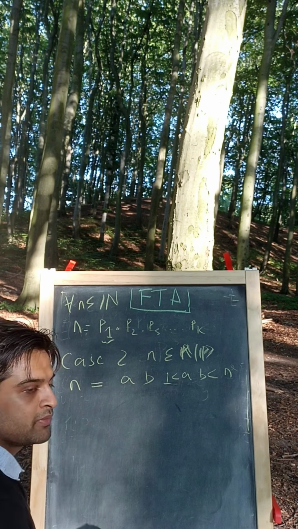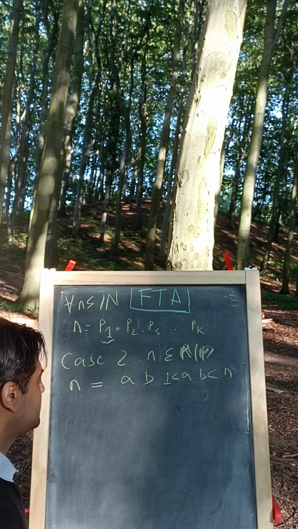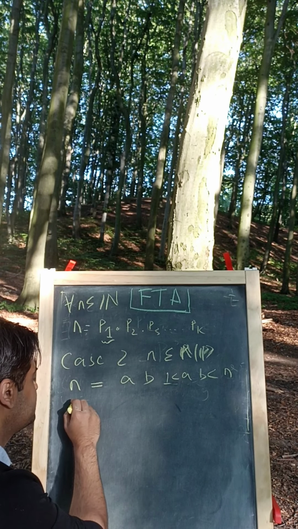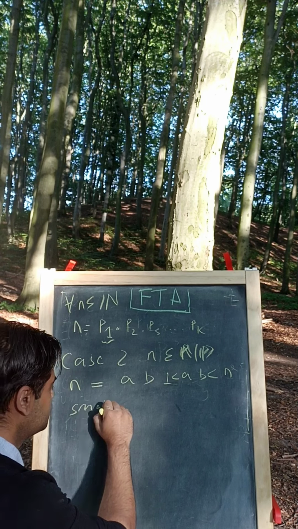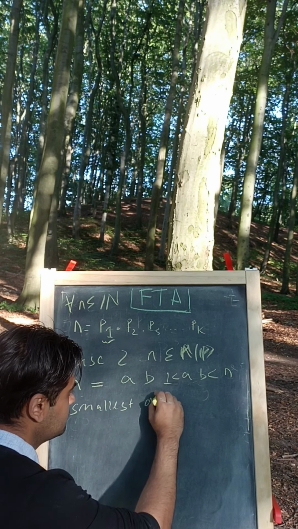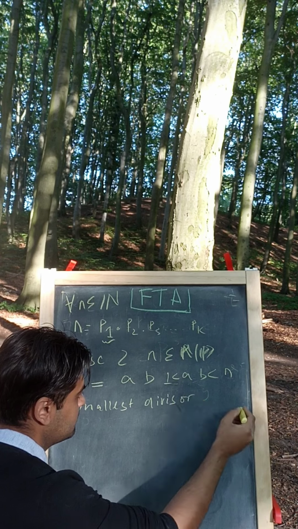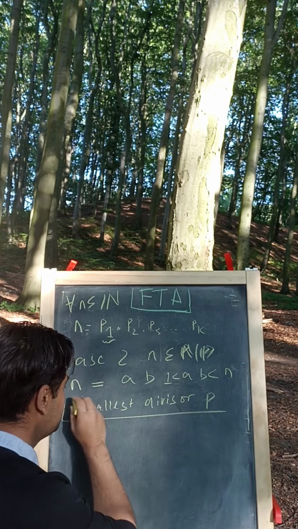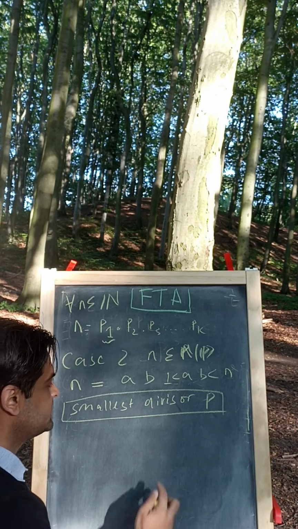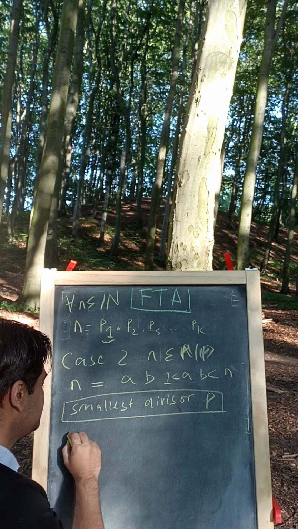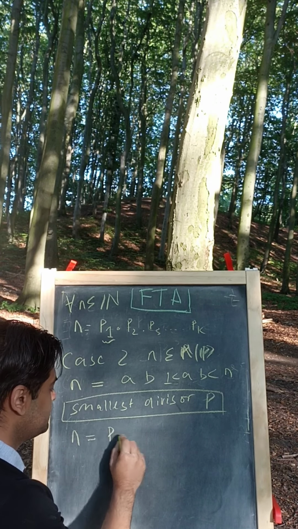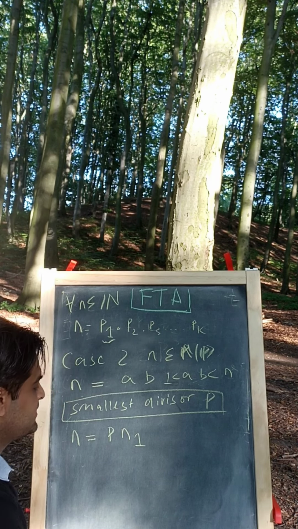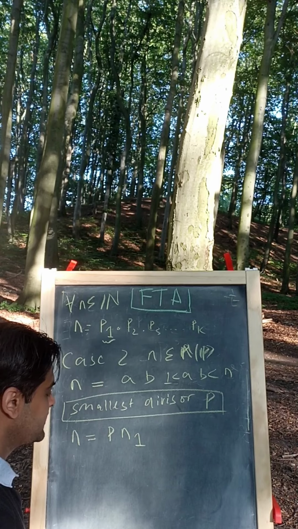Since n is a composite number, it can be divided, and therefore it must have a smallest divisor. So let's call that smallest divisor d. Let's call it p instead of d. So since p divides n, we can write n as p times n1, and my claim is that p is a prime number. Why is that the case?